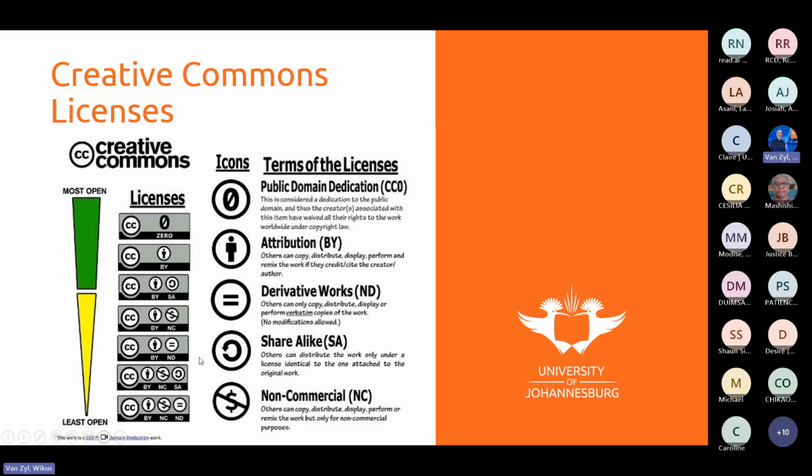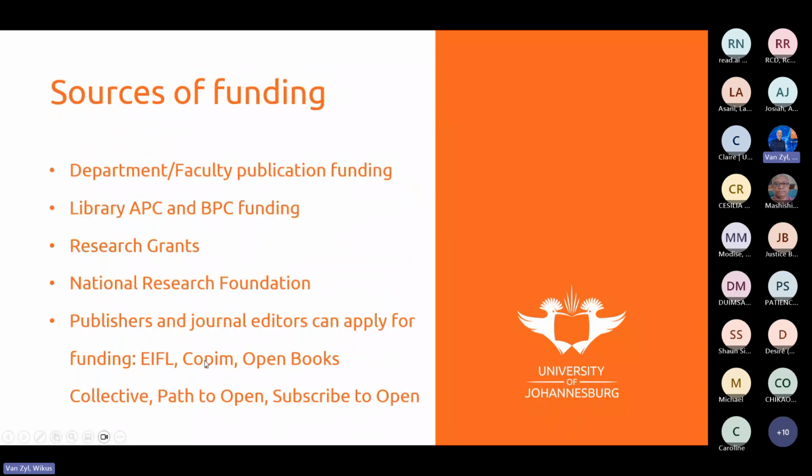Then there are a number of Creative Commons licenses, and I think Tapela will speak more in detail about these, where you can specify how your copyright can be used. I'm not going to elaborate. I'll leave that to Tapela, but usually your work will have a Creative Commons license, which will tell people how they're allowed to use your work. So the fact that it's open access doesn't mean that anybody can use it in any way that they want to. You still have terms on which information can be used.